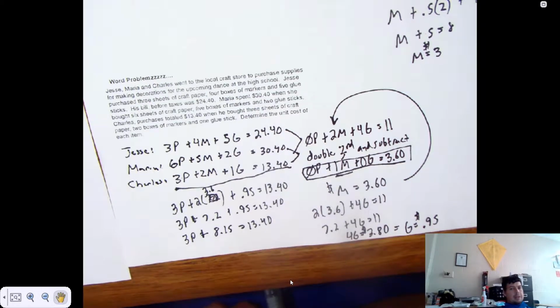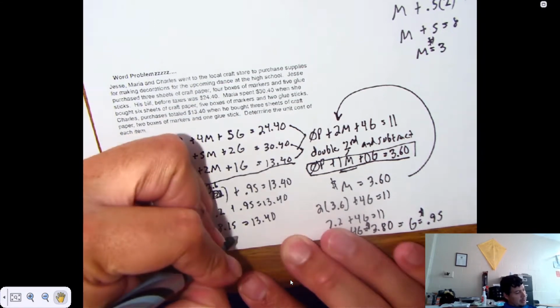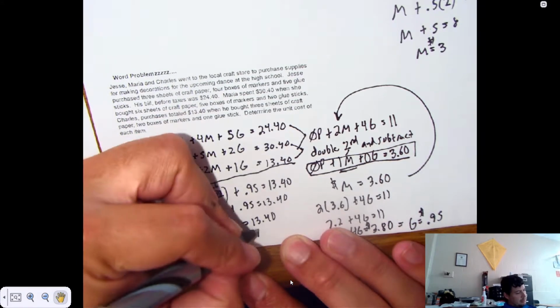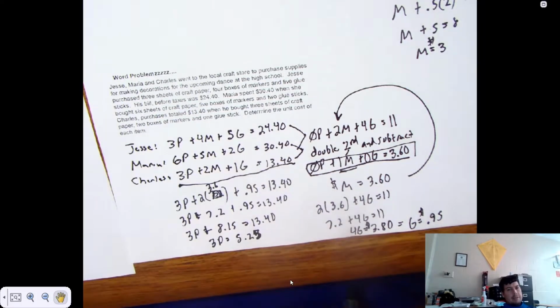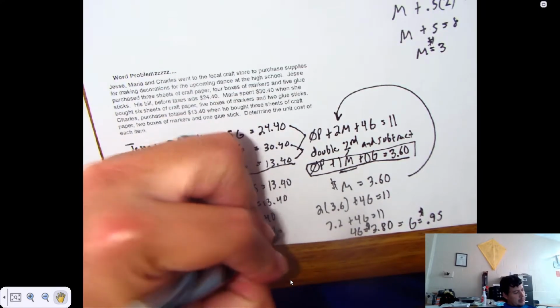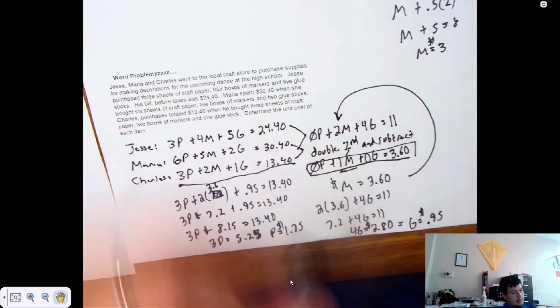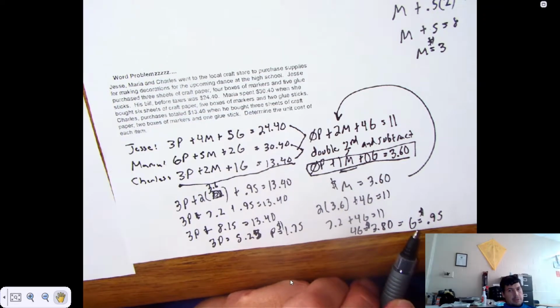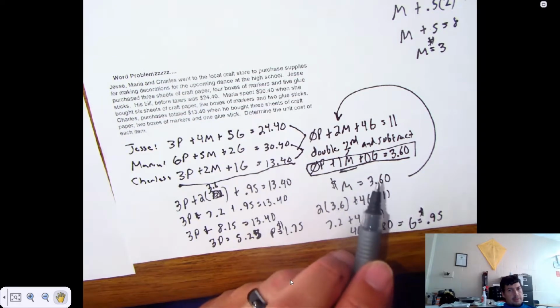Let's see, $13.40 is 3.4 away from 10, and $8.15 is $1.85 away. So we take 3.4, we add $1.85. It's 4.4, 5 and a quarter. 3P is $5 and a quarter. Then we just have to figure out how many times 3 goes into 5 and a quarter. And that would be $1.75. So paper is $1.75 a sheet. Glue sticks are 95 cents each. And markers are $3.60 each.